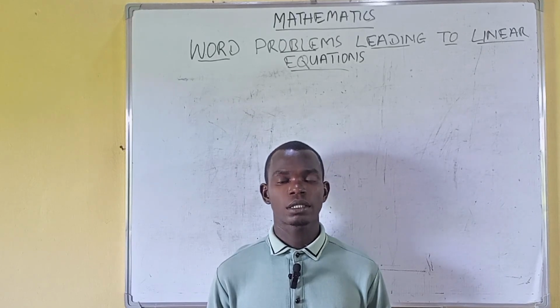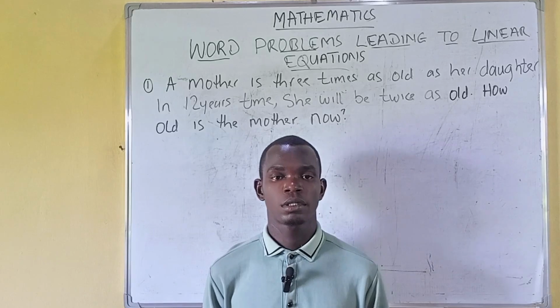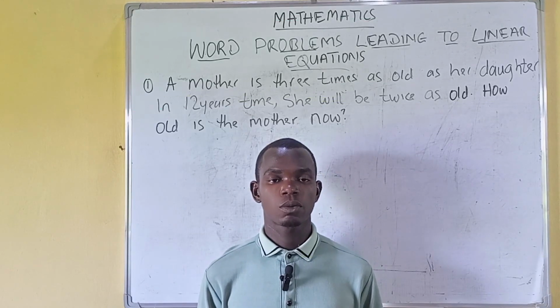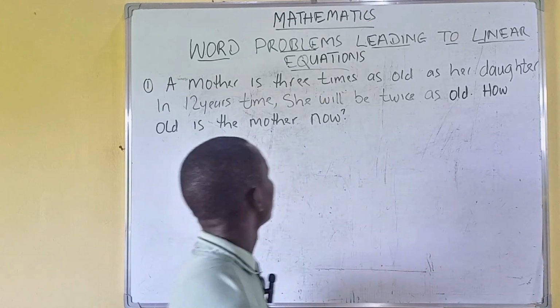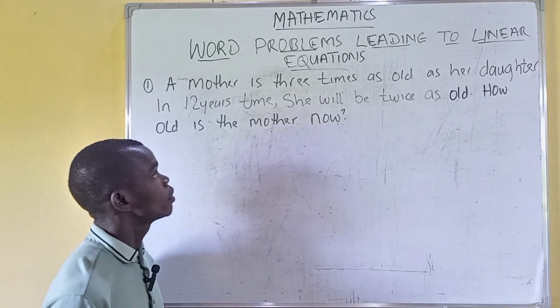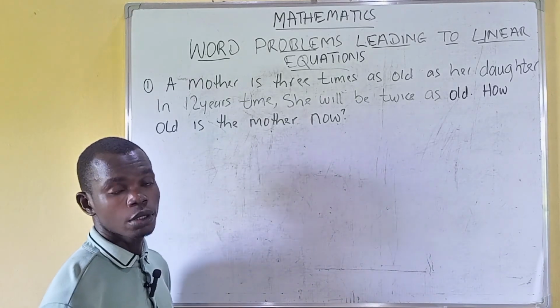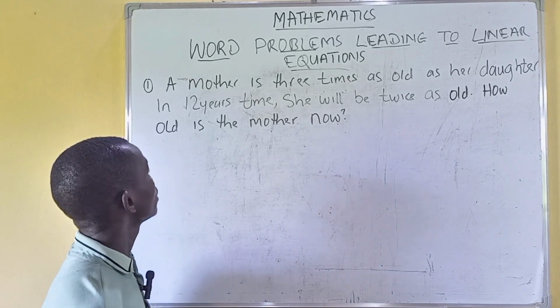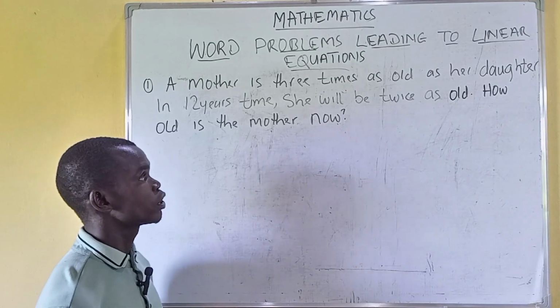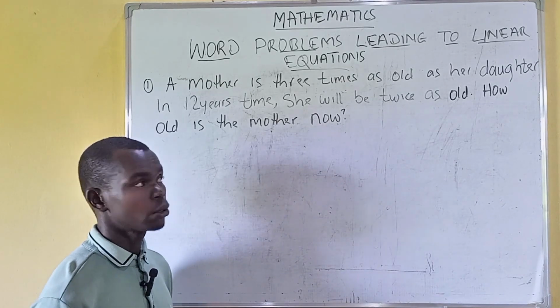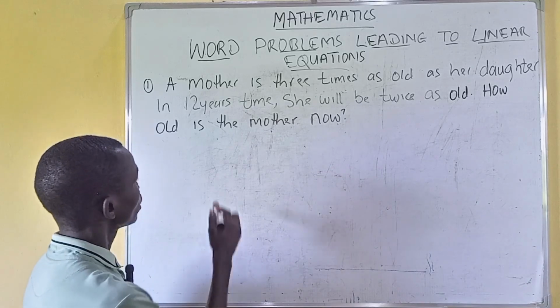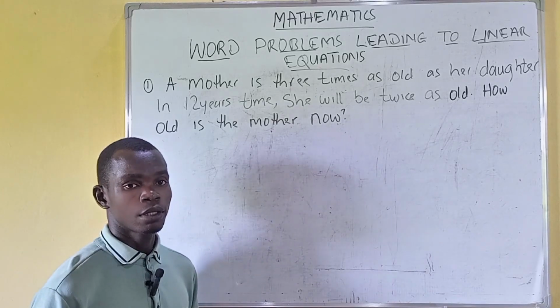So let's look at question 1. Mother is 3 times as old as her daughter. In 12 years' time, she will be twice as old. How old is the mother now?